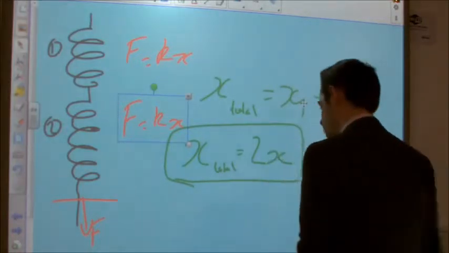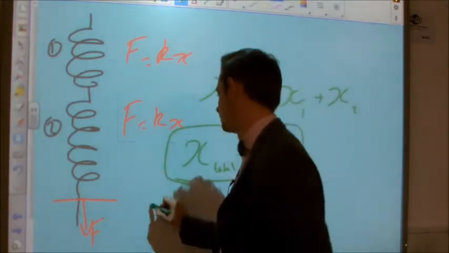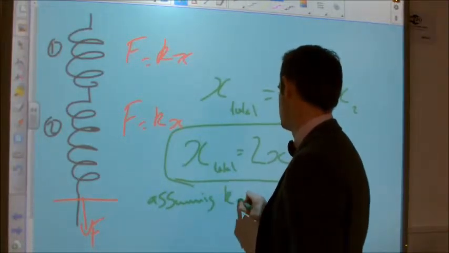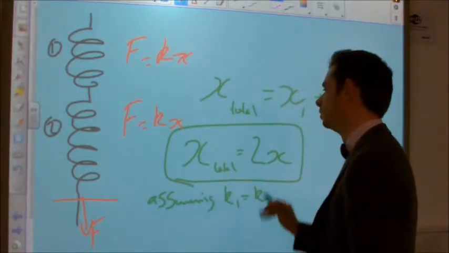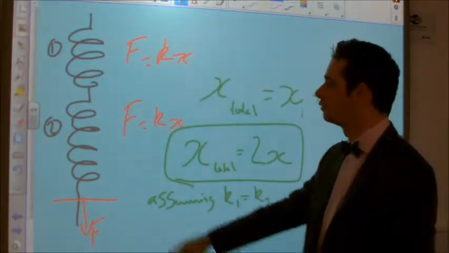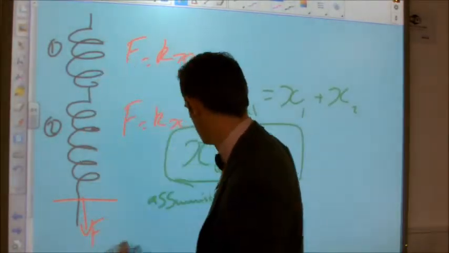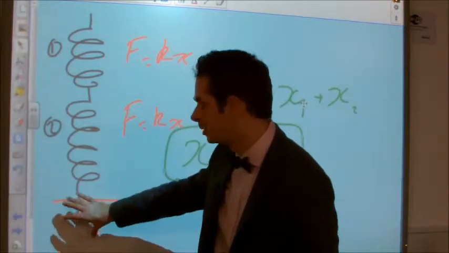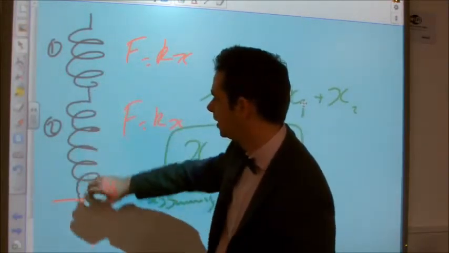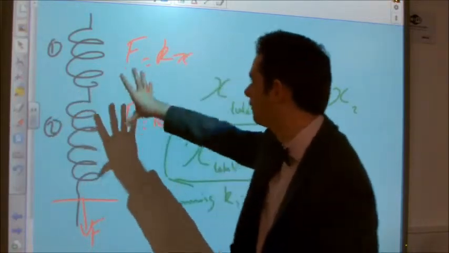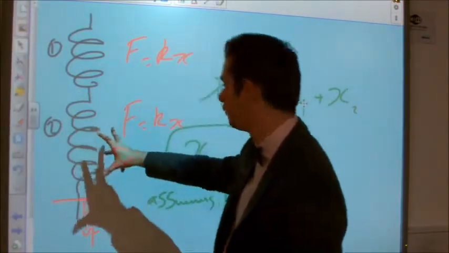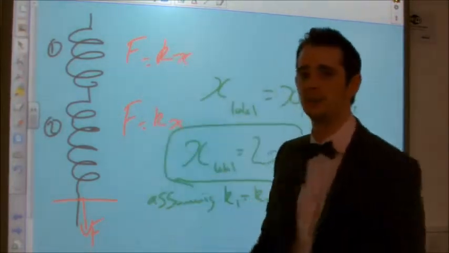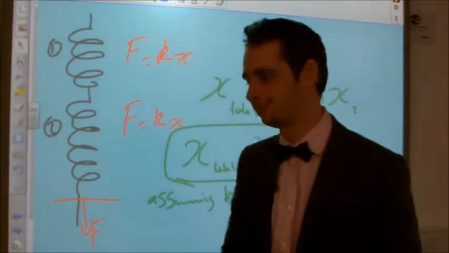Okay, so make sure you've added that on, so assuming K1 is equal to K2. So assuming that both springs are identical, and of course the forces are going to be the same as well, because you've got this same force being transferred throughout both springs evenly. So both springs are undergoing the same force, and this relationship holds true if their spring constants are the same.